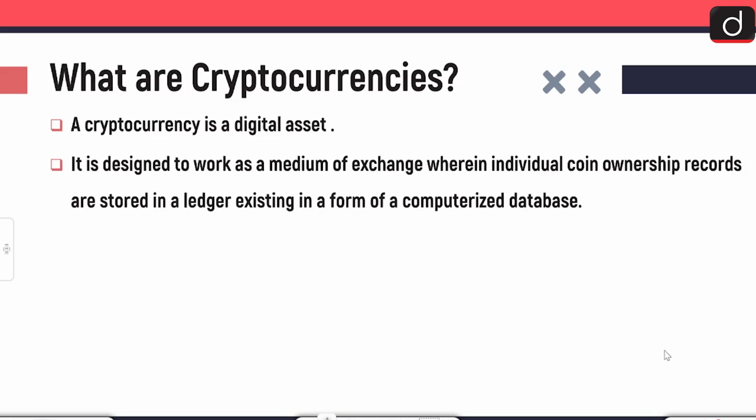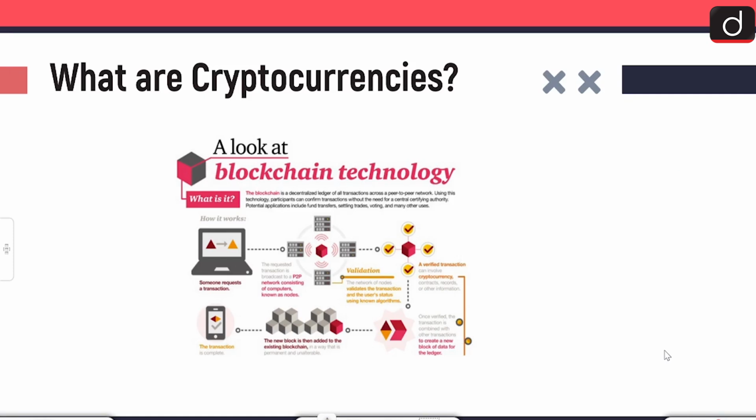So, cryptocurrencies are basically a digital asset which is encrypted in nature. It is designed to work as a medium of exchange without the help of any mediator, without the help of any bank, where an individual coin's ownership records are stored in a ledger existing in the form of a computerized database. So, how does it work? It works through blockchain technology.